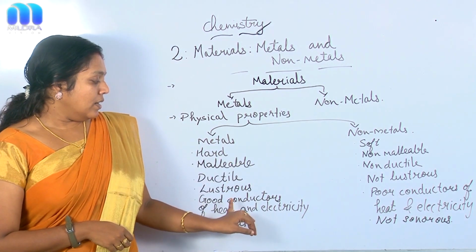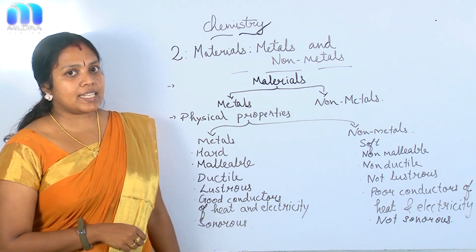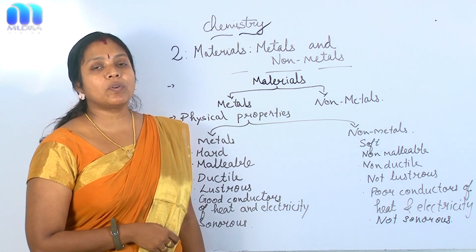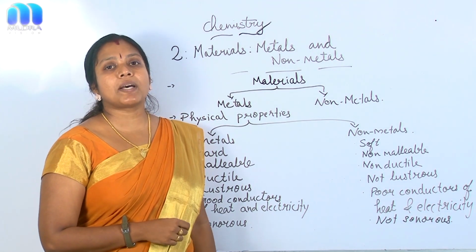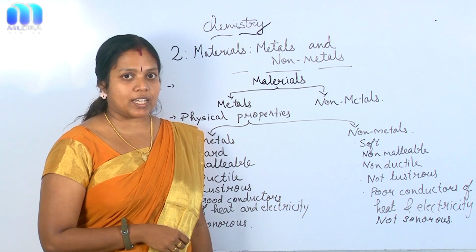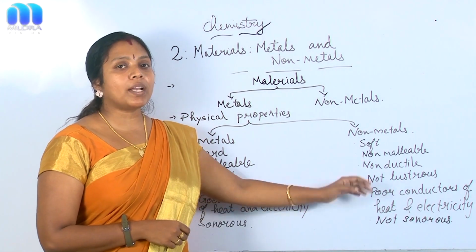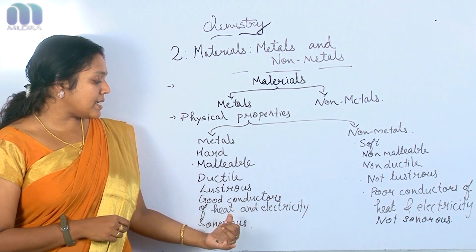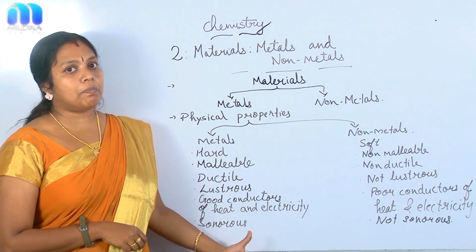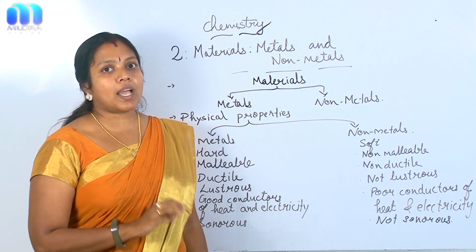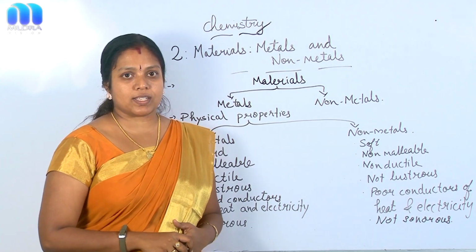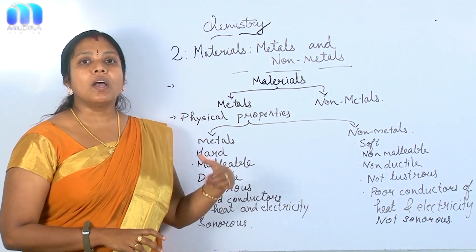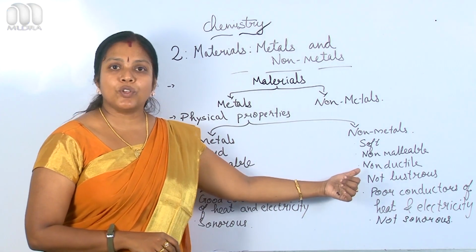Then metals are good conductors of heat and electricity, but non-metals cannot allow the passage of heat and electric current. That means they are poor conductors of heat and electricity. And metals are sonorous, but non-metals are not sonorous. These are the physical properties of metals and non-metals.